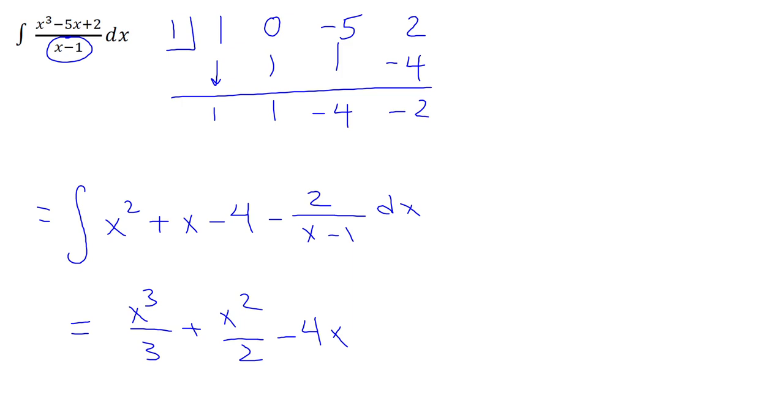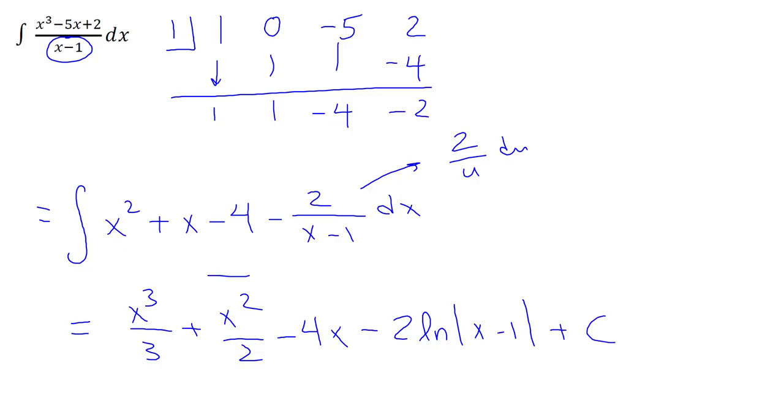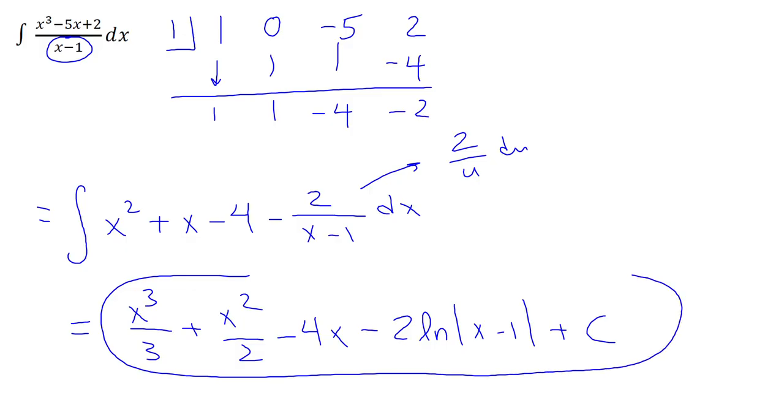And then because the coefficient on that x is a 1, that's a very simple u sub, where if u is x minus 1, du is dx. So this just becomes 2 over u du. Right? So it's 2 natural log absolute value of u, or minus 2 natural log absolute value of x minus 1, plus, of course, your constant. So we should be able to do this integral in our heads.